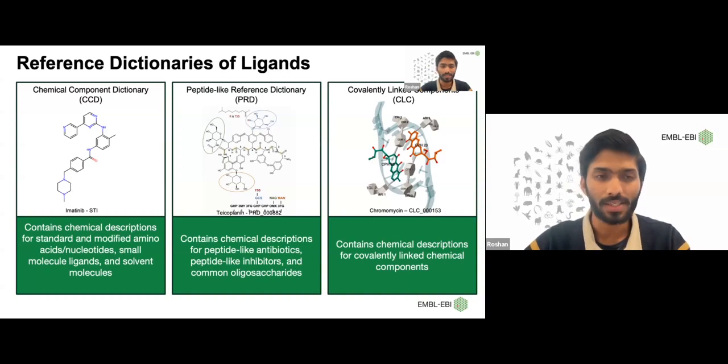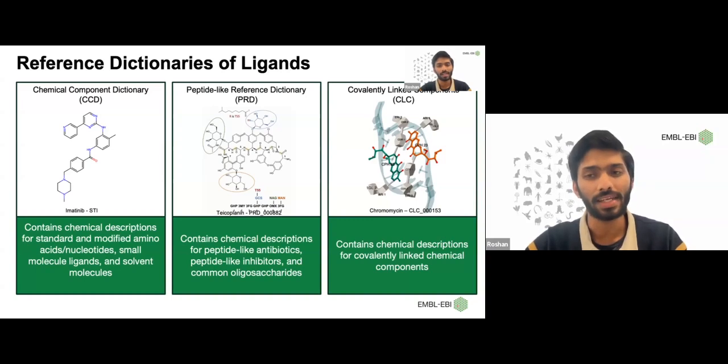Every entry present in the Chemical Component Dictionary is called a chemical component. In some cases, PDB entries have ligands which are composed of covalently linked chemical components. Like in the example shown here, chromomycin, which has different carbohydrate chemical components and another CPH. So these are connected together. So we have consolidated all these covalently linked chemical components in a single dictionary called covalently linked components.